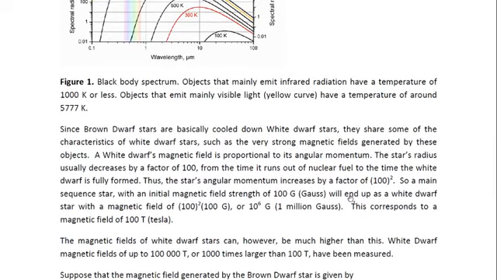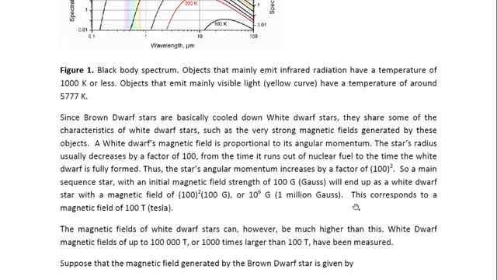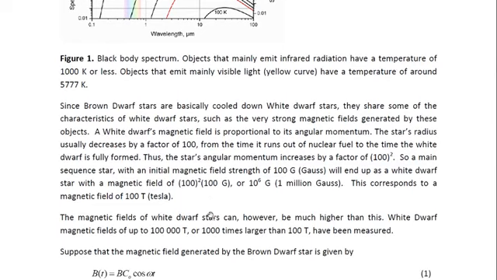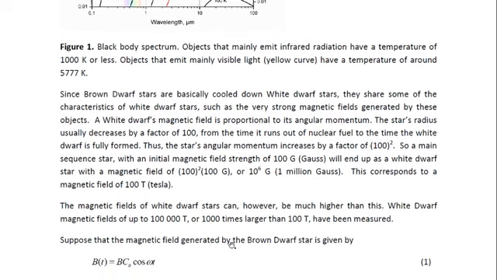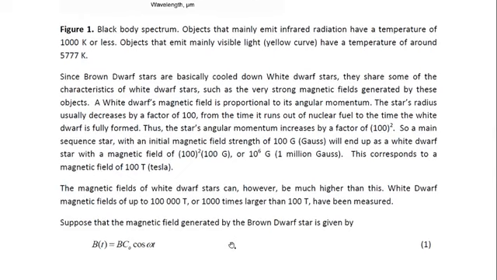So a main sequence star with an initial magnetic field strength of 100 Gauss will end up as a white dwarf star with a magnetic field of 100 squared times 100 Gauss, which is 1 million Gauss. Now this corresponds to a magnetic field of 100 Tesla. The magnetic fields of white dwarf stars can, however, be much higher than this. White dwarf magnetic fields of up to 100,000 Tesla, or 1,000 times larger than 100 Tesla, have been measured.